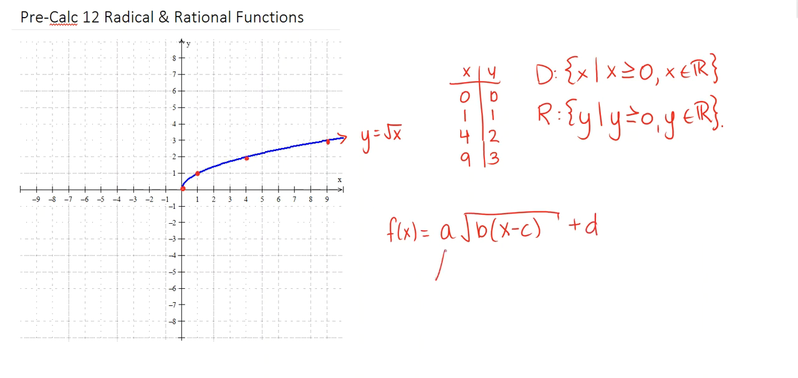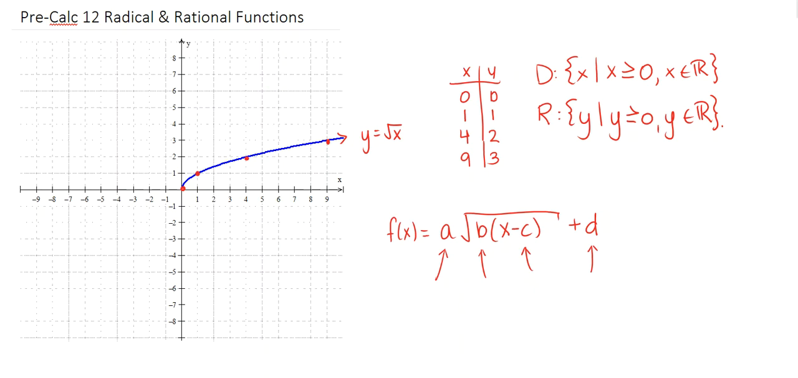Again, a is going to be your reflection if it's negative, as well as a vertical expansion or compression. Your b is going to become the reciprocal of b for the horizontal compression or expansion. Again, if it's negative, then you'll have the reflection as well. The c will be your horizontal translation, and then your d will be your vertical translation.